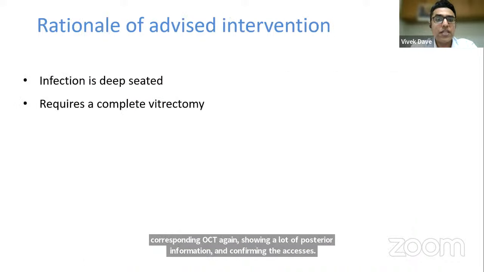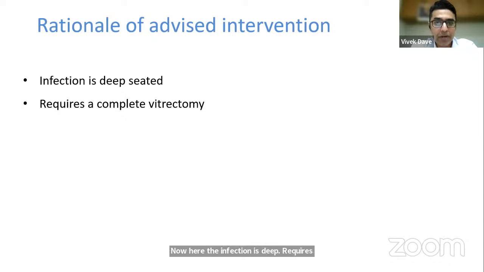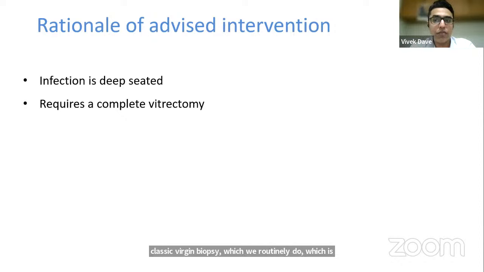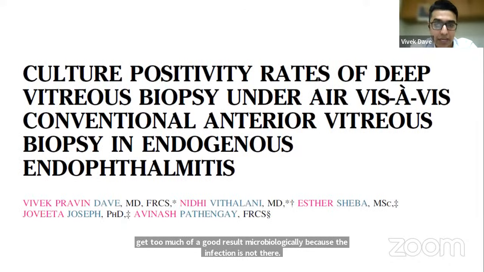Now here the infection is deep-seated, requires a complete vitrectomy. But what is important is if you take a classic vitreous biopsy, which we routinely do, which is behind the pars plana, then we may not really get too much of a good result microbiologically because the infection is not there. The most infected part is deep in the eye.